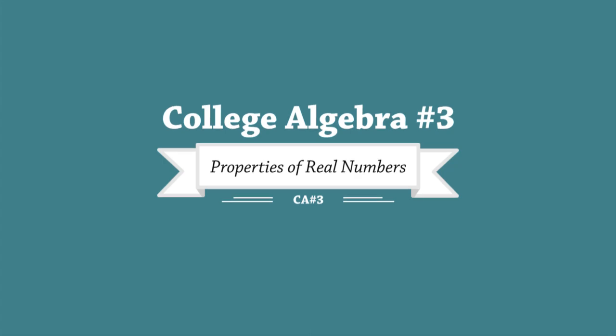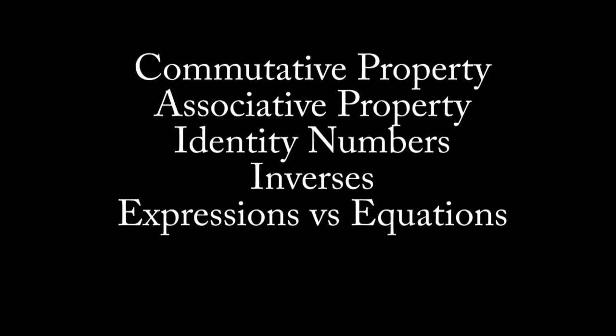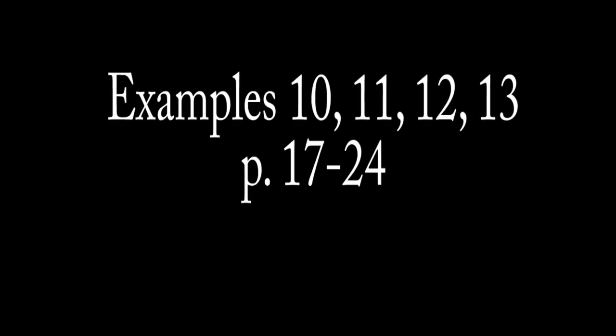Welcome to College Algebra number 3. We're going to talk about the commutative property, associative property, identity numbers, inverses, and expressions versus equations. Then we're going to finish up by working examples 10, 11, 12, and 13 on pages 17 through 24.